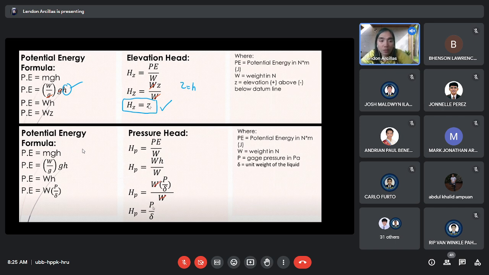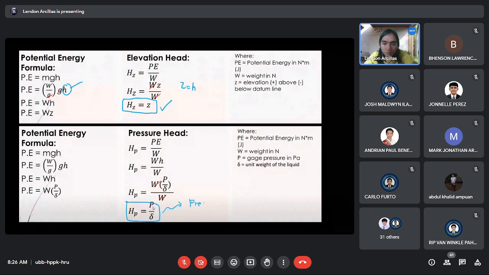Okay, the last one is what we call the potential energy due to pressure. We also have the specific weight times height, right? And the specific weight is mass times gravitational pull, and W over g is equal to the mass. If we divide this by the weight, what remains is P over the specific weight. So this is what we call the pressure head. So from potential energy due to pressure and potential energy due to height, we get the elevation head and the pressure head.